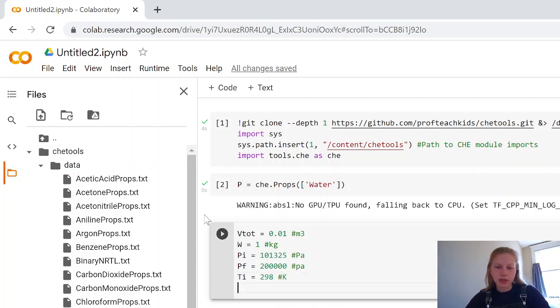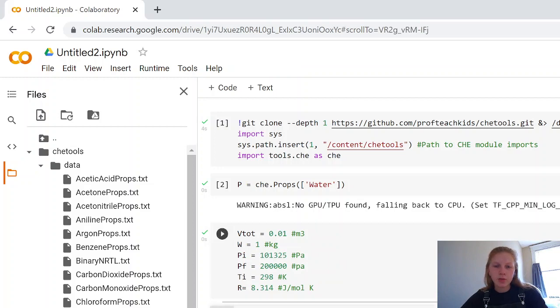And then we also need our gas constant, which is 8.314 joules per mole. Okay, awesome. All right, so now that we've got all of those loaded up in here, we can put in our equation to calculate the number of moles in the air.